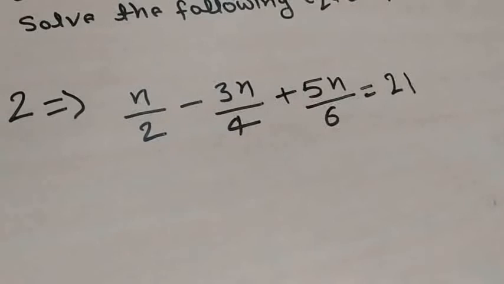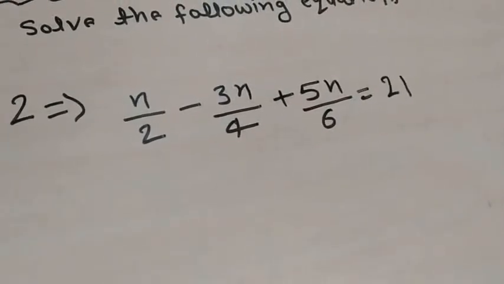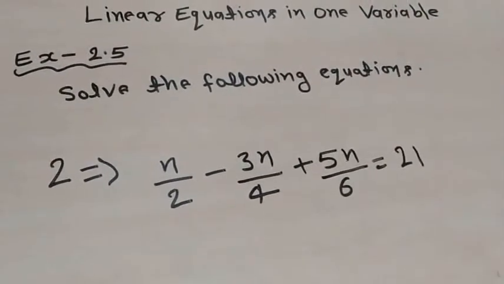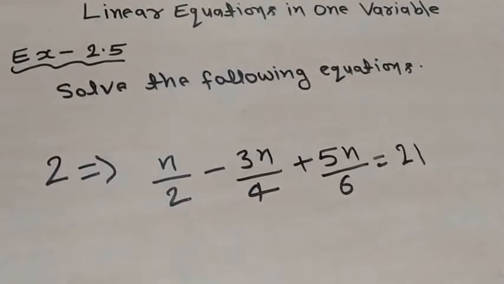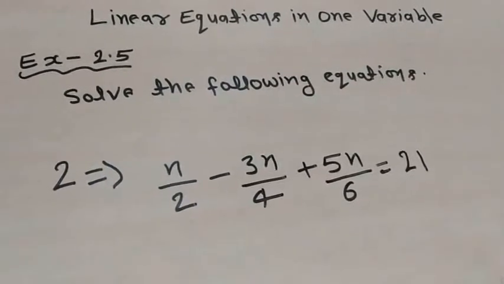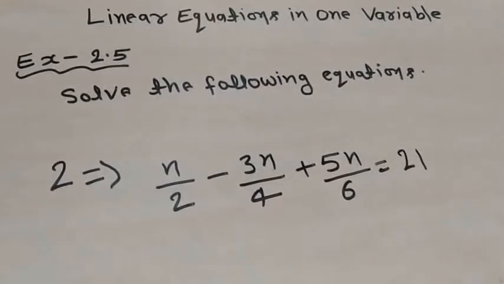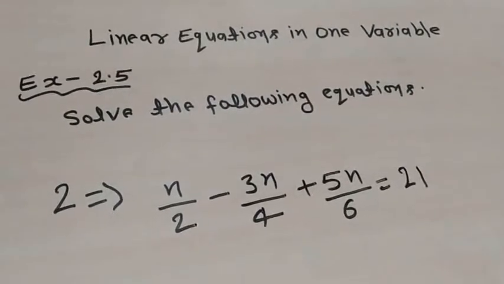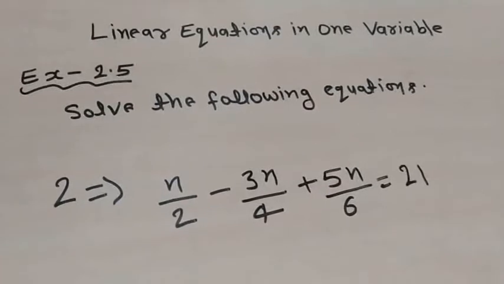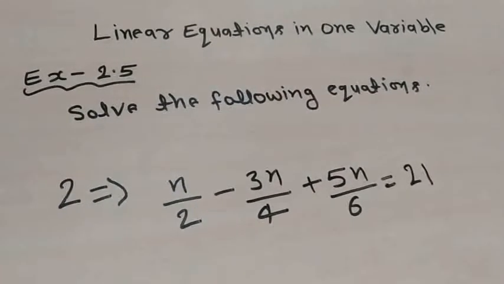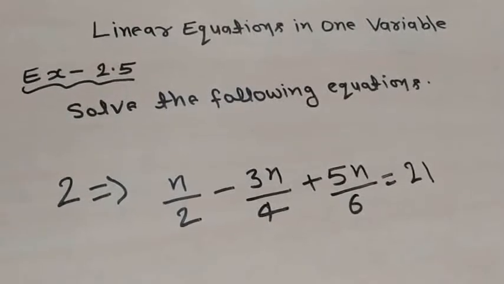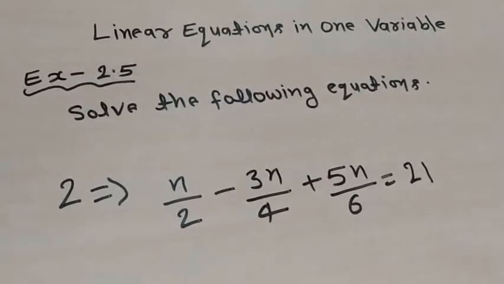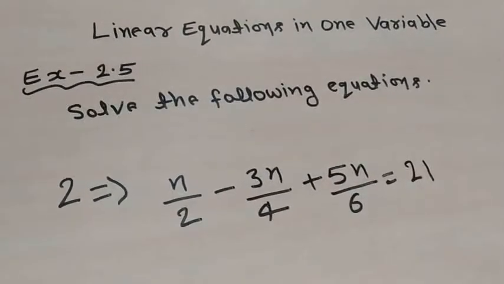n by 2 minus 3n by 4 plus 5n by 6 is equal to 21. So you can see in this equation the variable is on one side and the constant on the other side. So first we take the LCM of 2, 4 and 6 and solve it. After this we transpose the variable and constant to the right hand side and we get the value of n. In this way we solve the equation of question number 2.